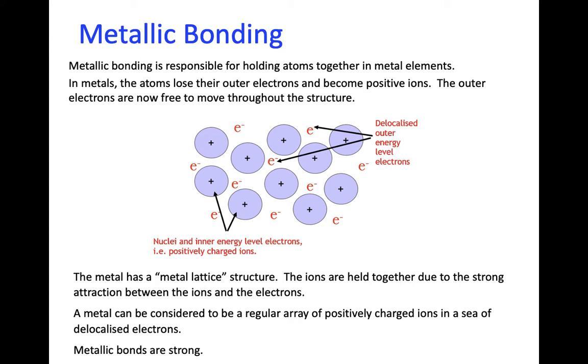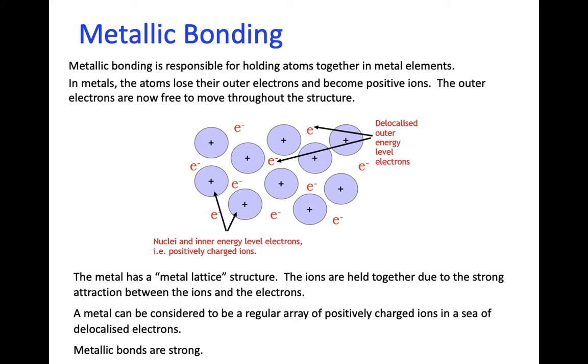The last type of bonding I want to talk about before we move on to today's lesson is metallic bonding. You don't have to worry too much about this. All you need to know is that it exists for holding atoms together in metal elements, and you need to know the definition, which is that it's a regular array of positively charged ions in a sea of delocalized electrons.